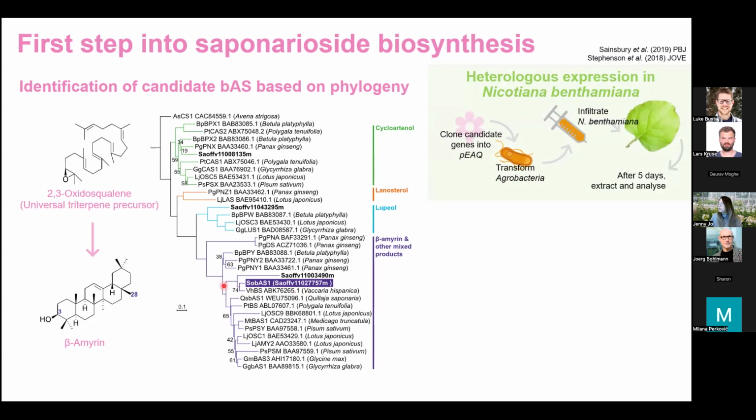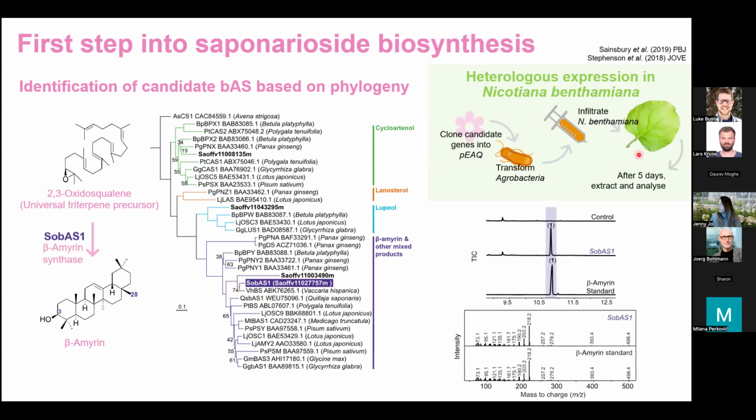And in our group, we like to test our candidate genes through heterologous expression in Nicotiana benthamiana, and it's an absolutely brilliant system. You can scale it up to however much you want. You clone your expression vector of interest, transform your agrobacteria, and infiltrate the tobacco leaves. And after 5 days, you just extract and analyze to see if your compound of interest is there. This can be scaled up quite a lot, to 100, 200, 300 plants, and you can produce up to gram quantities of pure compounds. So I did this just at small scale to test the activity of this potential candidate. And indeed, when we infiltrated the tobacco leaves with SoBAS1, which is what I named the candidate, it produced the same peak corresponding to a beta-amyrin standard. So this step was solved.